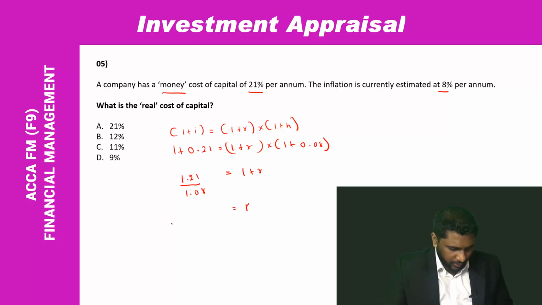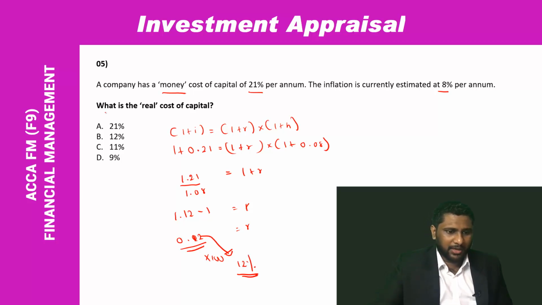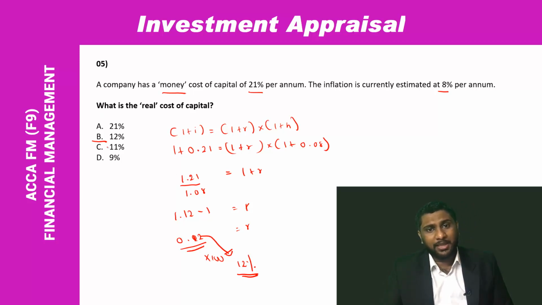So 1 plus r value, how much you are getting here? 1.21 divided by 1.08, you are getting 1.12. 1.12 minus 1 equals r. So r is equal to 0.12. If you want to convert into a percentage, multiply by 100, you are getting a value of 12%. So your real cost of capital should be how much? 12%. For this question, your answer should be B.